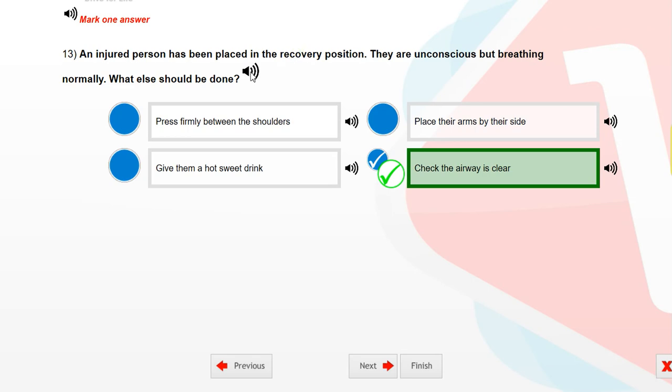An injured person has been placed in the recovery position. They are unconscious but breathing normally. What else should be done?